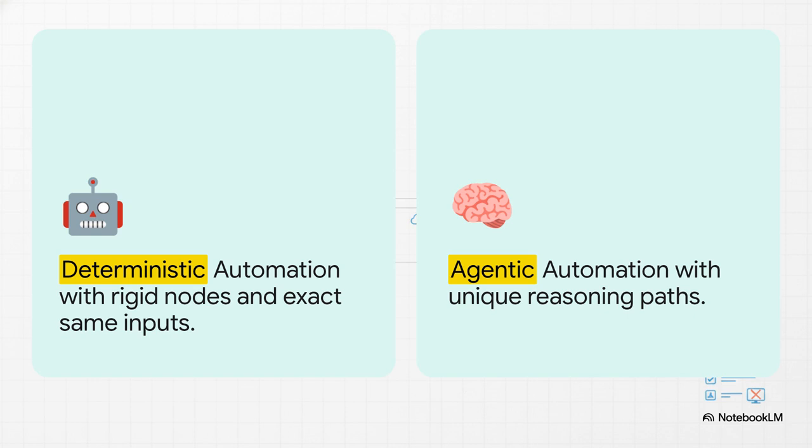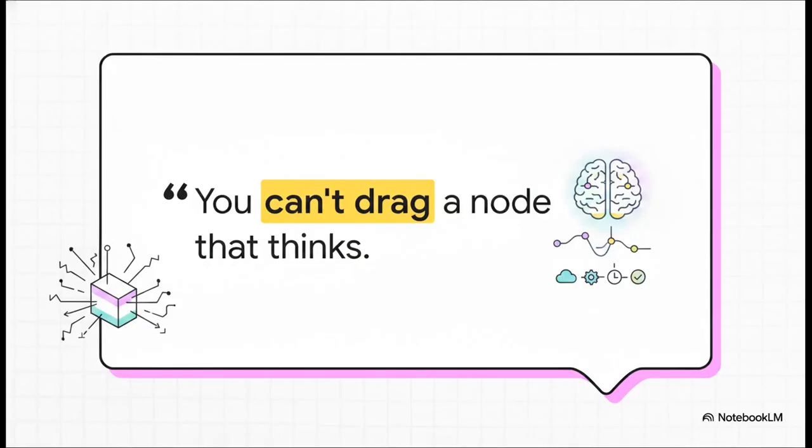This is where Claude routines come in with agentic automation. Instead of dragging nodes, you just write a paragraph of instructions. You describe the goal, and Claude reasons through the execution path uniquely on every single run. That brings us to a quote that perfectly captures the philosophy of this research preview. You can't drag a node that thinks. By utilizing routines, we're giving the model the autonomy to actually look at fresh data, reason about it based on your specific prompt, and take independent action, all in the background.